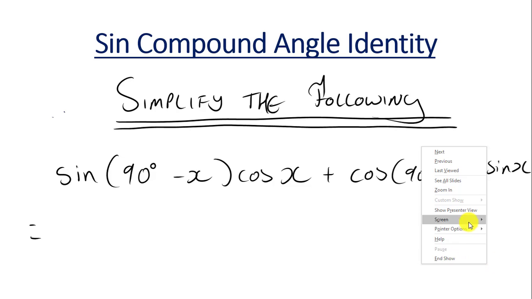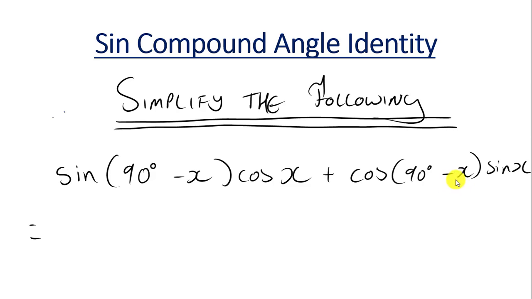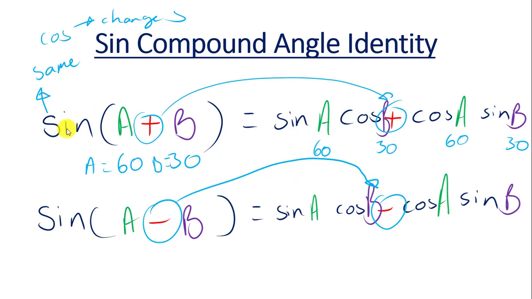Sine of 90 degrees minus x times cos of x plus cos of 90 degrees minus x times sine of x. Okay, so firstly, are we dealing with the sine compound angle identity or the cosine compound angle identity? Well, we see a sine cos and then a cos sine paired together. So we know that we're dealing with the sine compound angle identity, and we can see that it's following that AB format. So it means that we don't need to switch anything around. We just have to take what is given over here and turn it back into this format. It's either sine A plus B or sine A minus B.